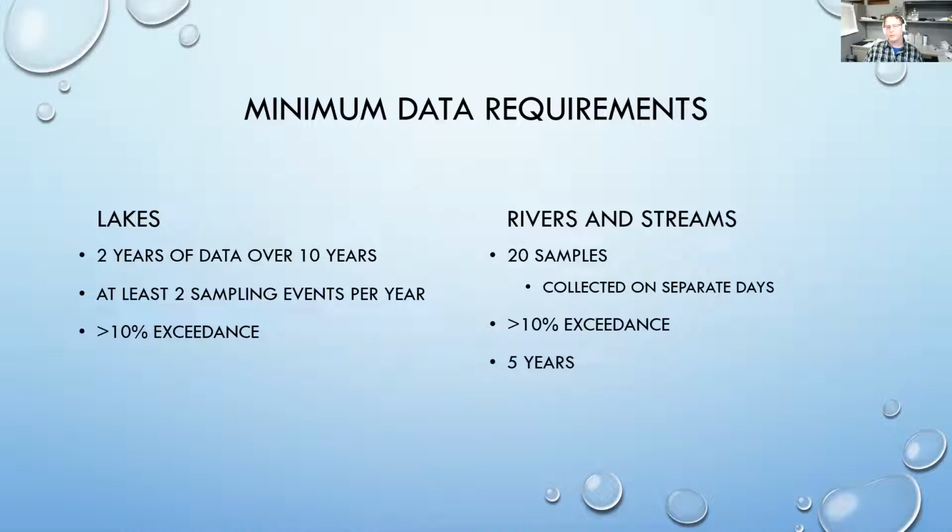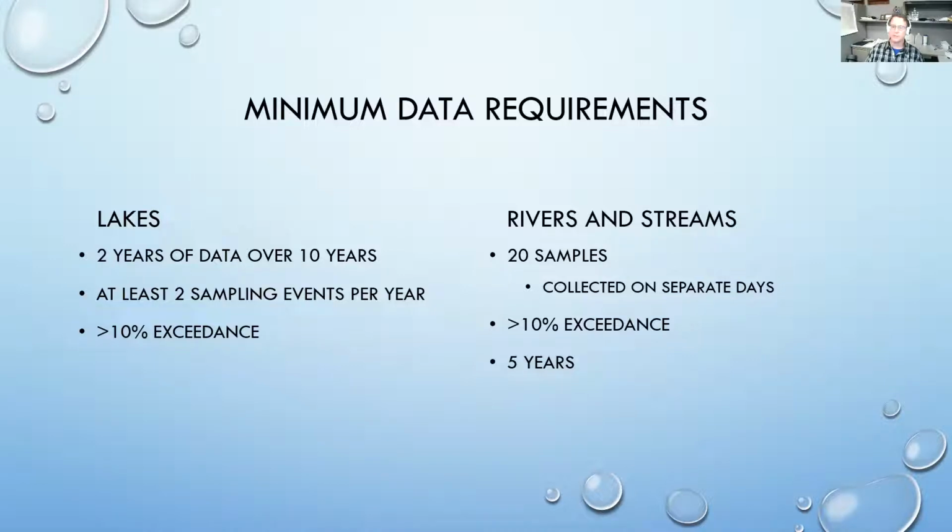So to do these assessments that are required under the Clean Water Act, we need to have data to know if the lakes are meeting their water quality standards, or the streams. So we have minimum data requirements. For lakes, we have to sample that lake in 2 years out of the last 10 years. And in those 2 years that we sample it, we have to have 2 samples in that year. If 10% or more of those samples exceed the water quality standard, it's considered impaired.